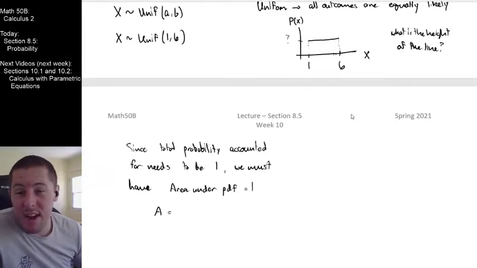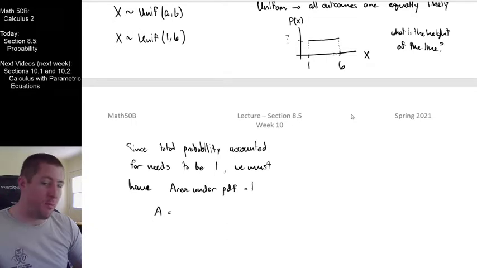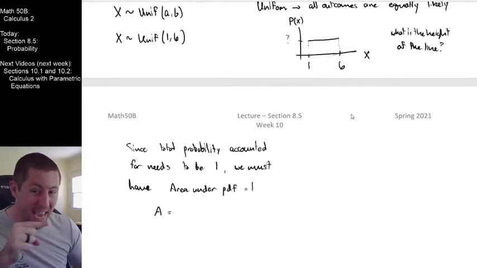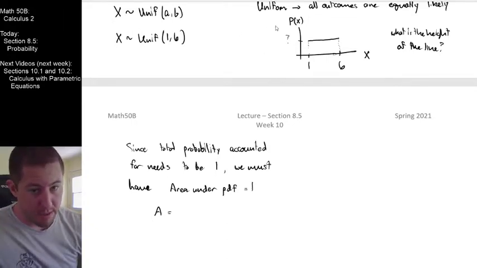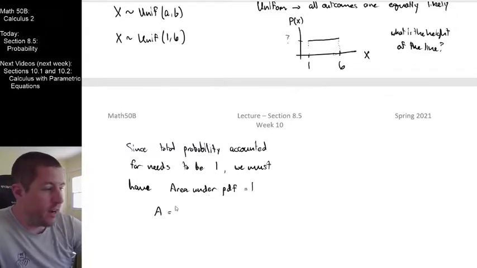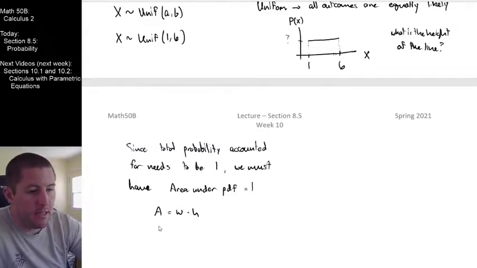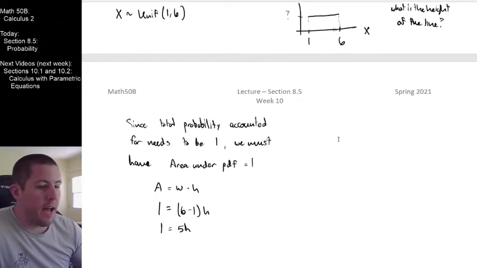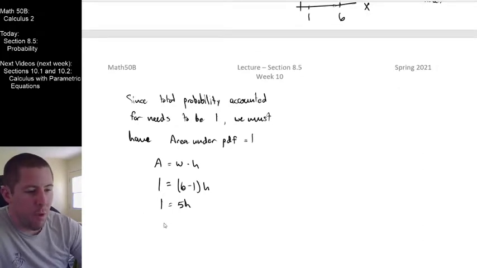Notice in this case we have the easiest possible shape of all time. We don't have to do any calculus, because our shape is a rectangle. So our area should be our width times our height. We know the area needs to be equal to 1, and I know that my width is going to be 6 minus 1, which gives me 5. And so it looks to me like the height of this thing should be 1/5.